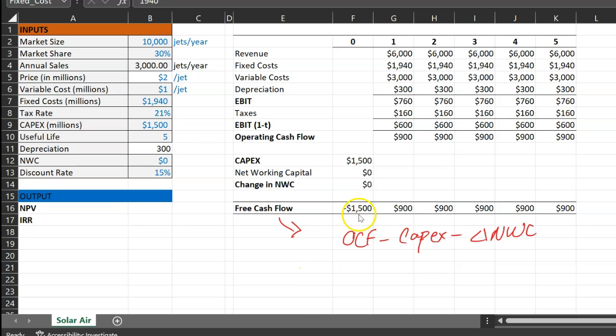Okay, so now we have our financial cash flows. And so the question is, is it a good investment? Is it a positive NPV? And so we can do this math right here.